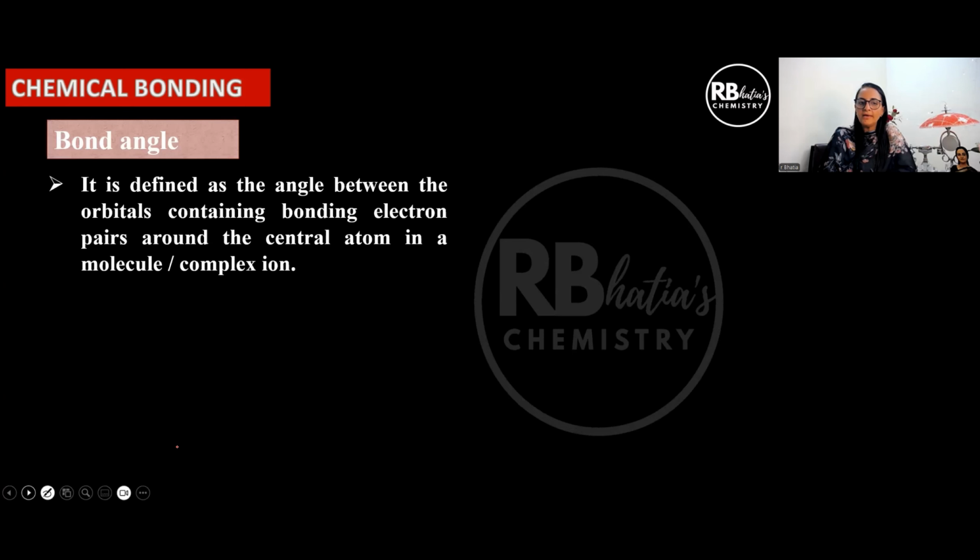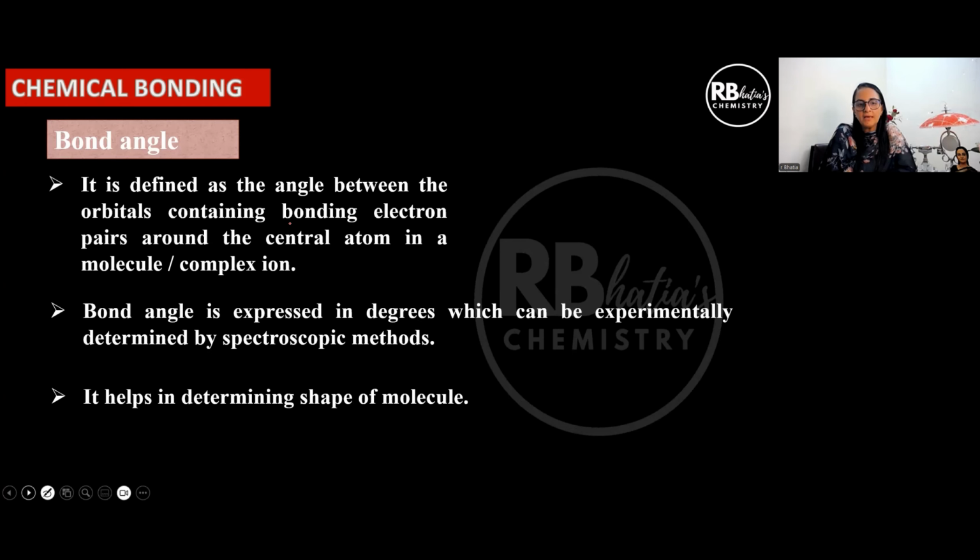What is bond angle? Bond angle is defined as the angle between orbitals containing bonding electron pairs. It's the angle between bonded pairs. For example, let us suppose I'm talking about water. Water has two bond pairs and two lone pairs. So bond angle is going to be the angle between the bond pairs around the central atom. Oxygen is the central atom. The angle between the bonded pairs is what we call bond angle, expressed in degrees, measured by spectroscopic methods, and it also helps to determine shapes of molecules.